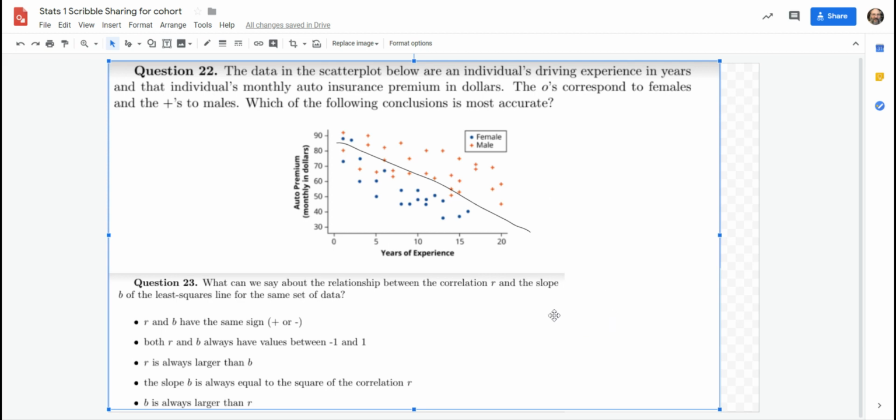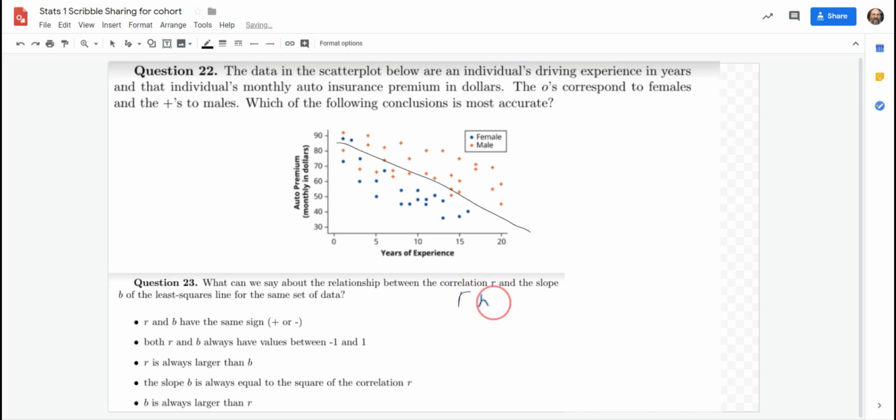So now we take a look at question 23. What can we say about the relationship between the correlation R and the slope B of the least squares regression line? We already know that downward means R is negative. The R correlations always vary between -1 and 1. A -1 would be a perfect scenario where every data point is exactly on the line.